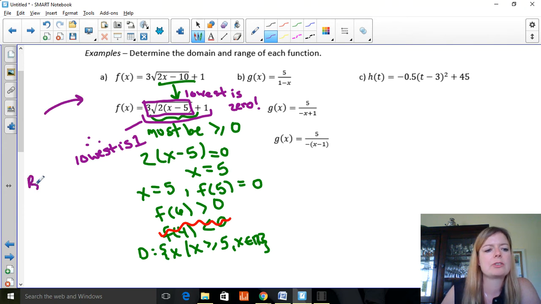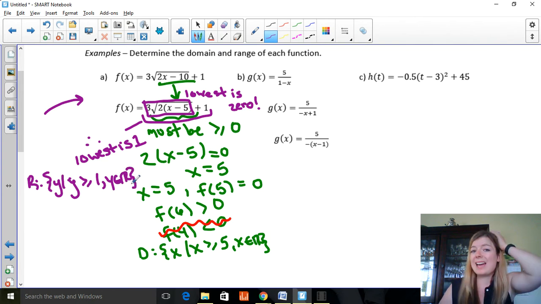So my range is y such that, there we go, y is greater than or equal to 1, and it's in the set of all real numbers. Okay, so that is kind of the algebraic, logical way of thinking about it. But for all you graphical people out there, there is hope.